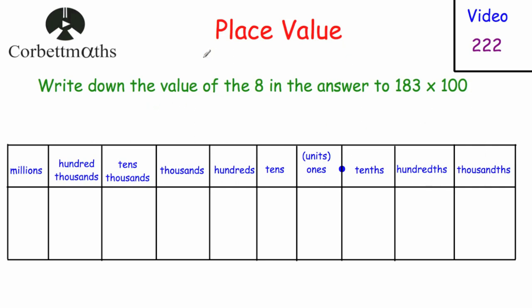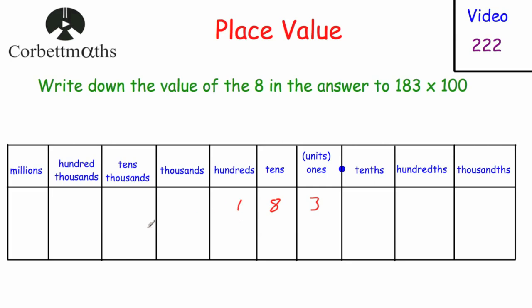And here's a typical place value question. So the question says, write down the value of 8 in the answer to 183 multiplied by 100. So let's start off by working out the answer to 183 multiplied by 100. So we've got 183, and we're going to multiply it by 100. So that means we're going to move the digits two columns to the left. Each of the digits is getting 100 times larger.